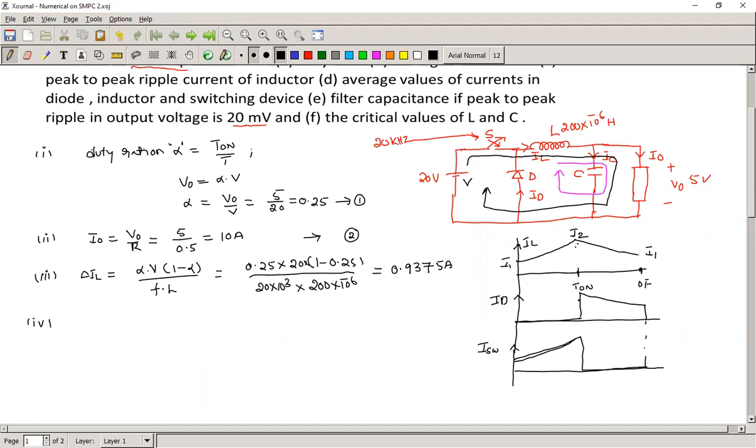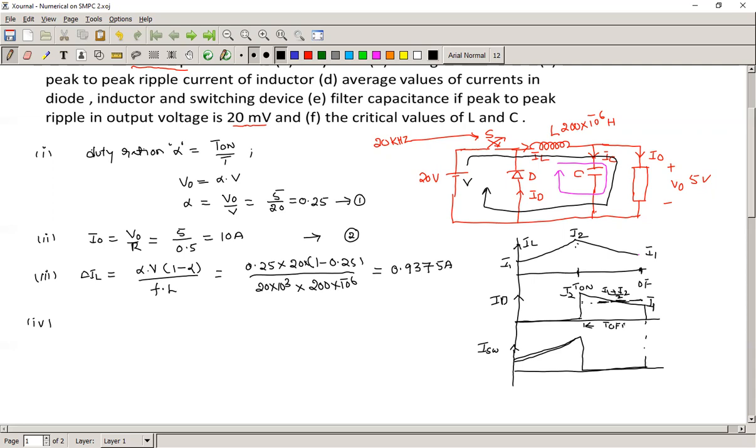Average value of diode current means, see here, this is the diode current waveform. This is I2, this is I1. This time is the T off. So this current is varying from I2 to I1. If you take the average, it becomes I1 plus I2 by 2.